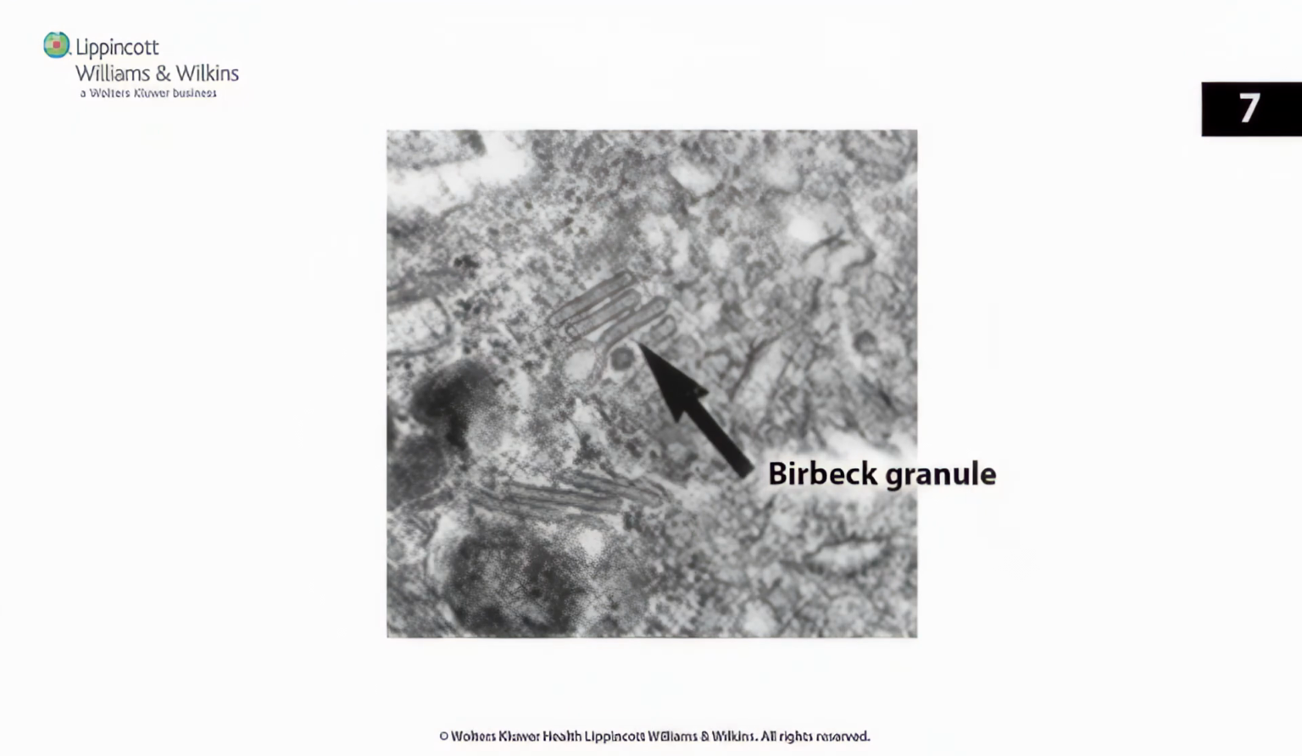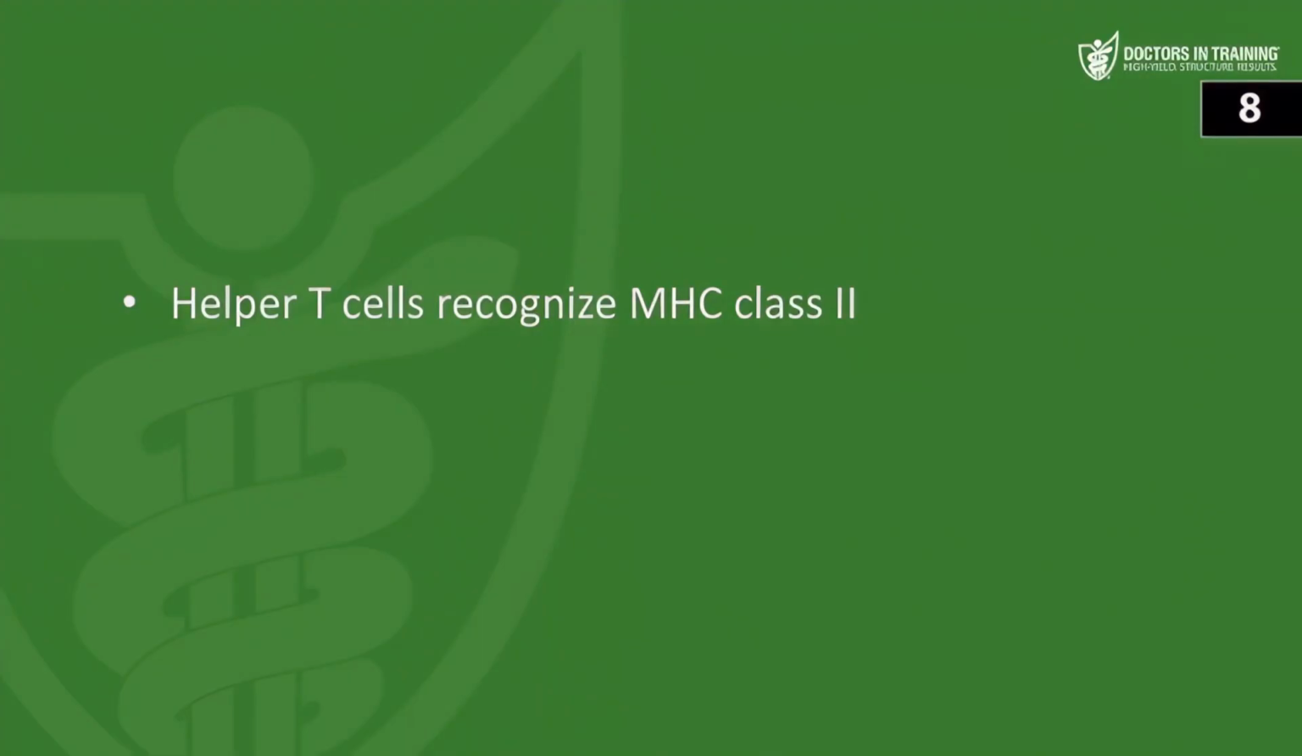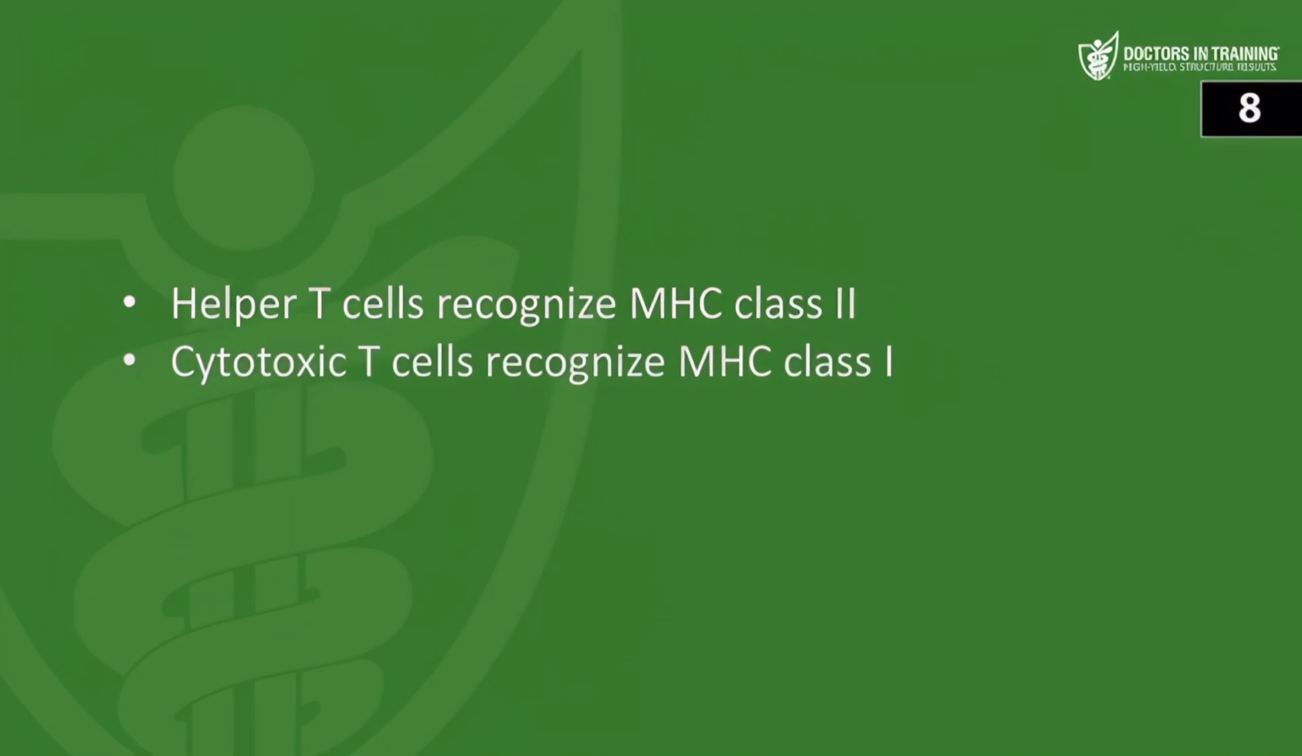Next, what characteristic finding would you see on electron microscopy of a dendritic cell in a patient with Langerhans cell histiocytosis? That's a Birbeck granule. Last one. Which MHC class is recognized by helper T cells and by cytotoxic T cells? Helper T cells recognize MHC class 2, and cytotoxic T cells recognize MHC class 1. That's it for the session quiz.